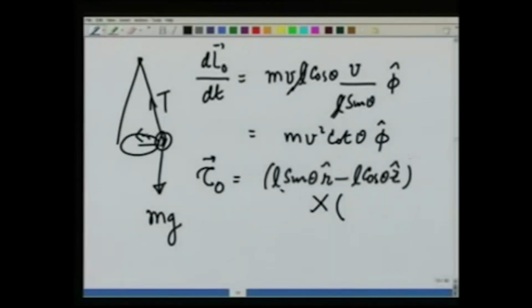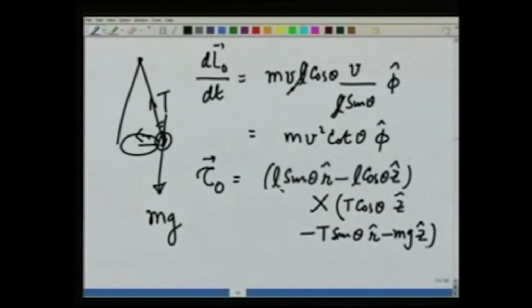Tension T has a component, since this angle is theta, T cosine theta in Z direction minus T sine theta in R direction, and I have a minus mg in Z direction. You calculate all this and you are going to get R cross Z. R cross Z gives you minus phi, and therefore, you get mg L sine theta in phi direction, and everything else drops out. You can work this out very easily.